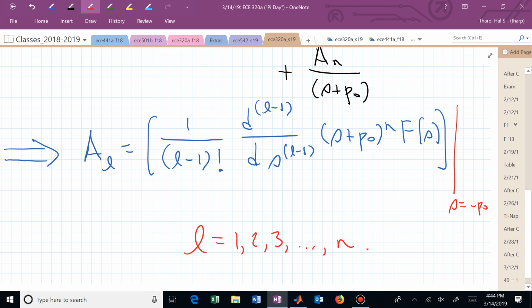Meaning, if you wanted a sub 1, what is a sub 1? A sub 1 is the coefficient on top of the highest power of that repeated pole. And what comes out here? Well, you would have 1 divided by, if l is equal to 1, 0 factorial, which thankfully is just 1. Then how much do you differentiate? You don't differentiate, do you? You've just multiplied by s plus p0 to the n times f of s and evaluated at that pole. That defaults to our cover-up method.